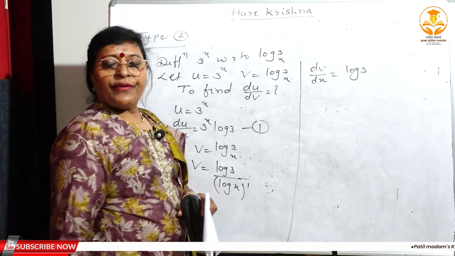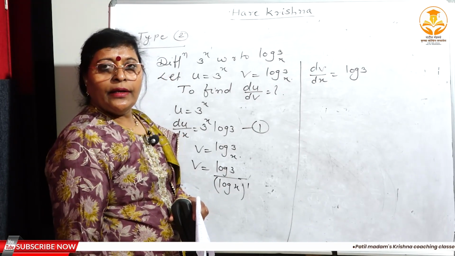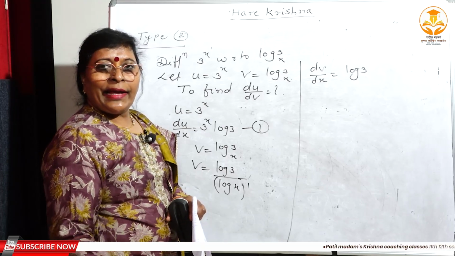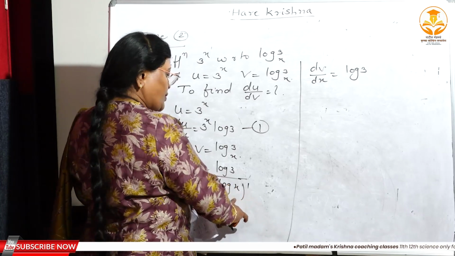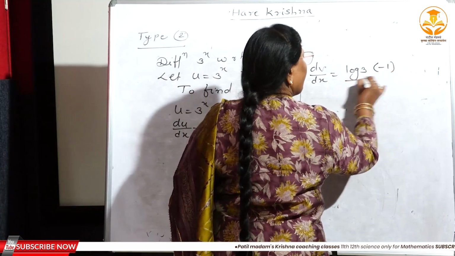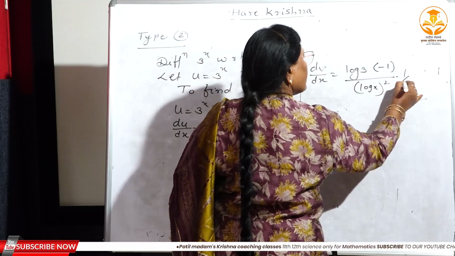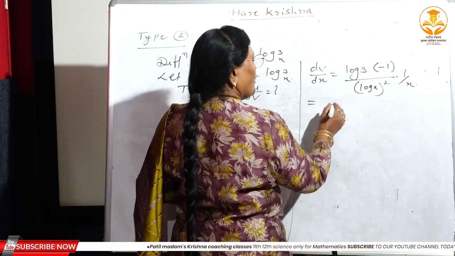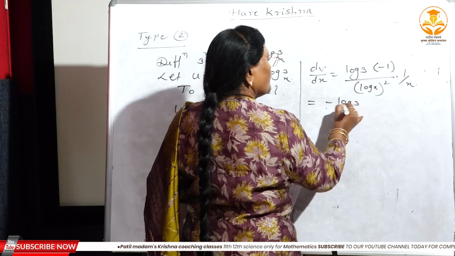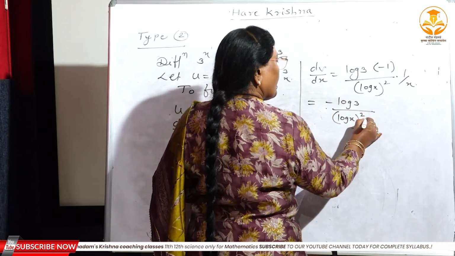Again you have to apply the formula, 1 upon x to the power n. What is the derivative of x to the power n here? Minus n divided by x to the power n plus 1. Here also you have to consider log x as a u, means minus 1 divided by log x whole square, and the derivative of log x is equal to 1 by x. Therefore here you have got minus log 3 divided by log x whole square into 1 by x.